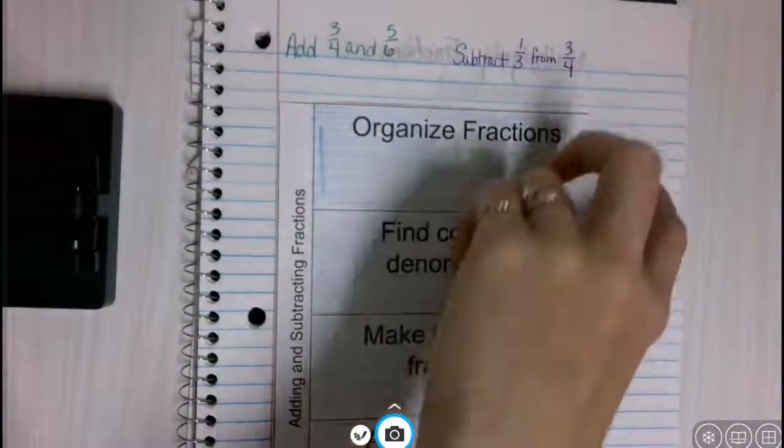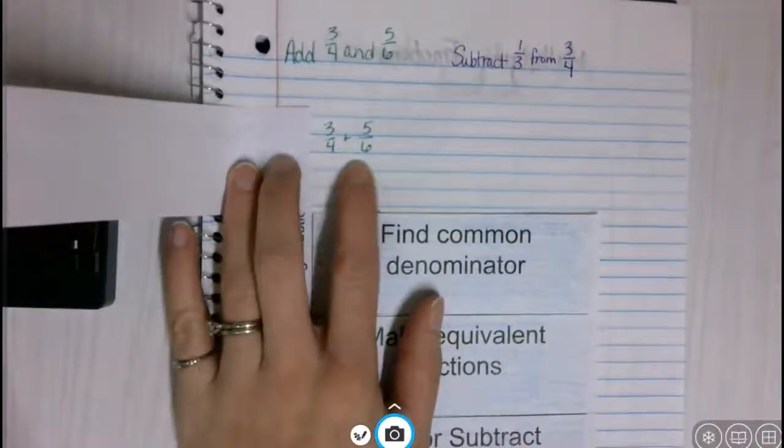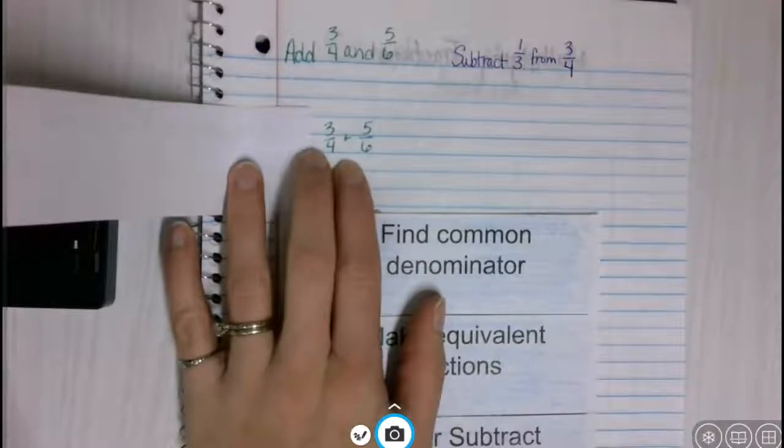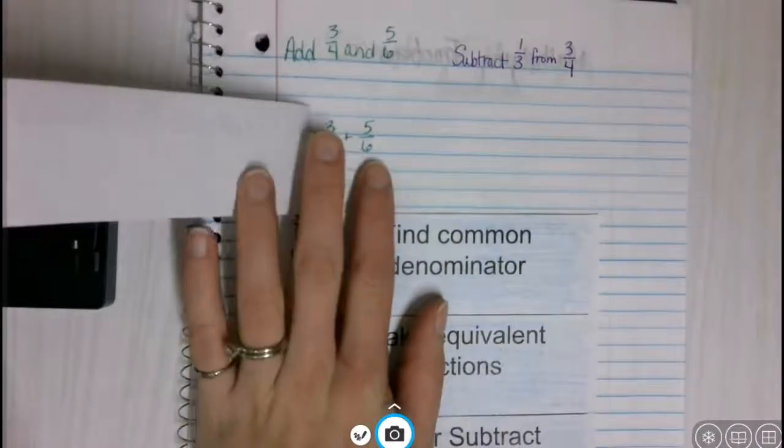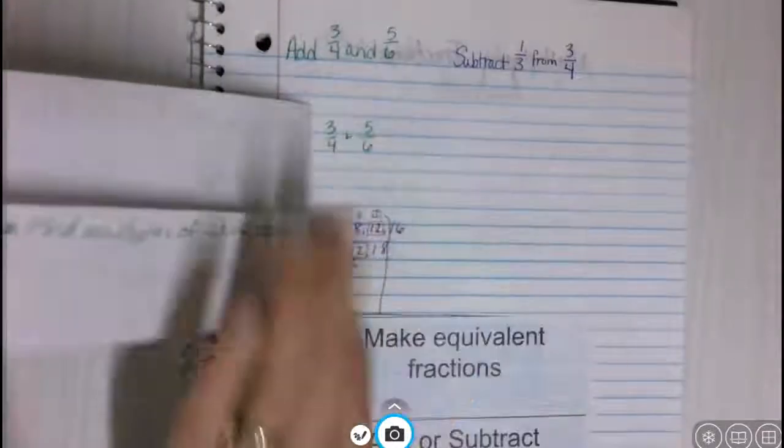So the first step is we organize them, and for me, I like to go across. Sometimes you're given word problems, so this step comes really into play when you're organizing those fractions. Then we want to find the common denominator.